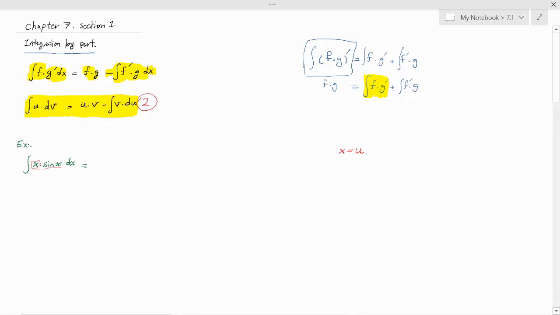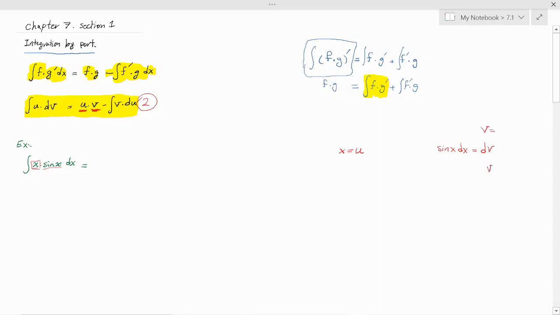So in this case, I'll pick x to be u, and I'll pick sine x dx equal to dv. I have to pick the dx because this is supposed to represent the derivative. So sine x dx we call dv, and x we call u. We already know what u is. We need to figure out what v is. We don't know what v is. We know dv. So how do we find v?